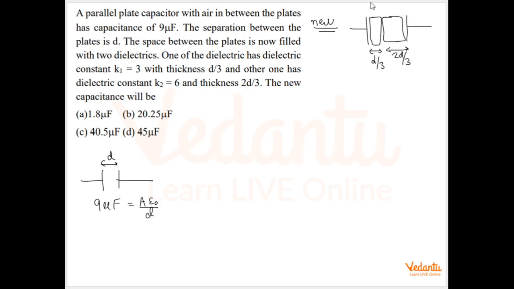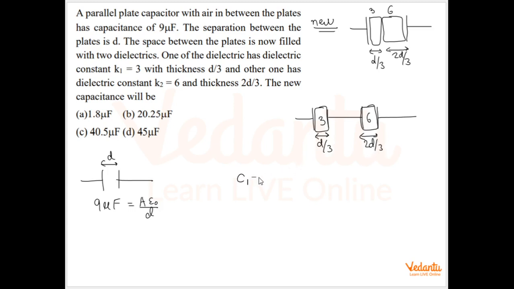Okay, and dielectric constants 3 and 6. So I can think of it as two capacitors in series. One with dielectric constant 3 and thickness d by 3. The other having dielectric constant 6 and thickness 2d by 3.